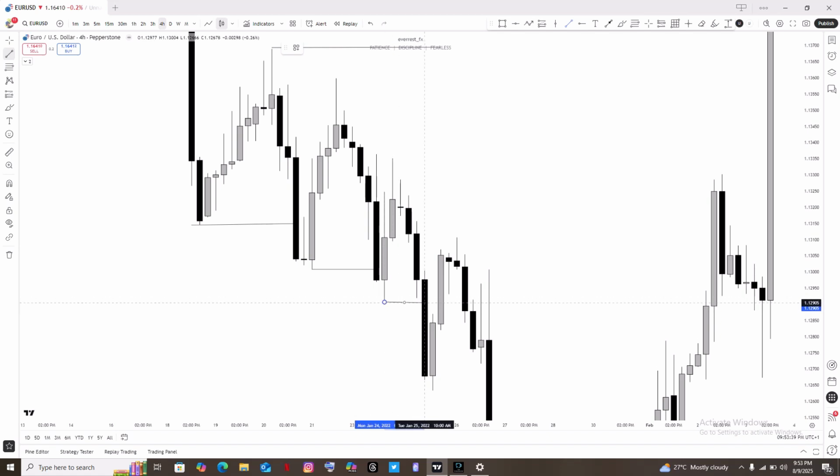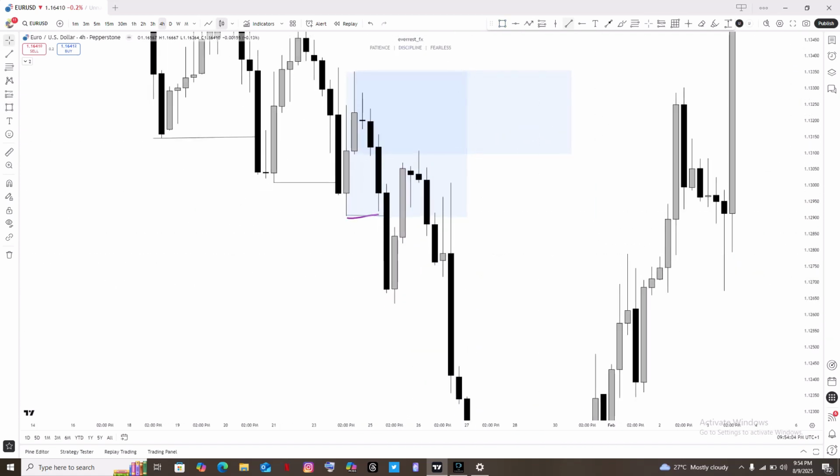Now this is a break of structure here, like this. This is a break of structure here. This was a break. Now where are you going to focus? You take your rectangle, mark from the high that was created down to where the market broke structure. So you know that the place that you are going to be focusing on is only within this box. Look, the market came back to this supply and continued selling.